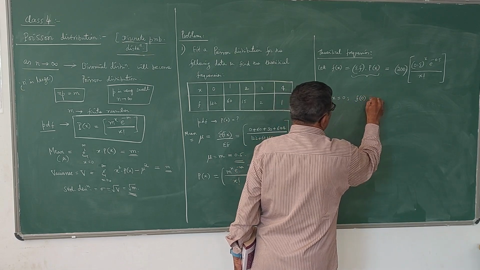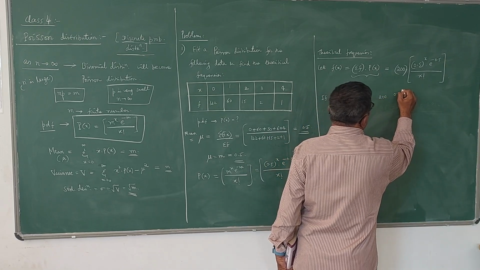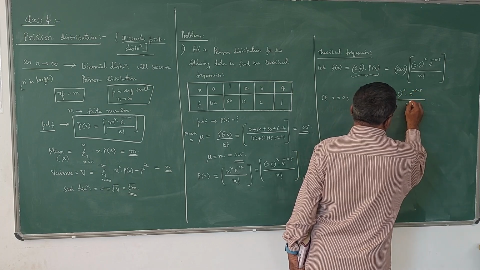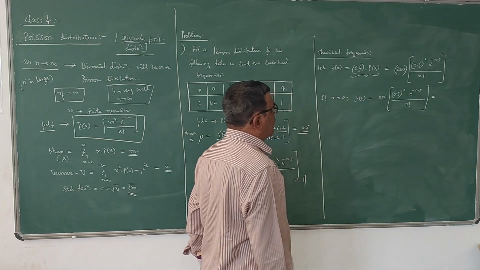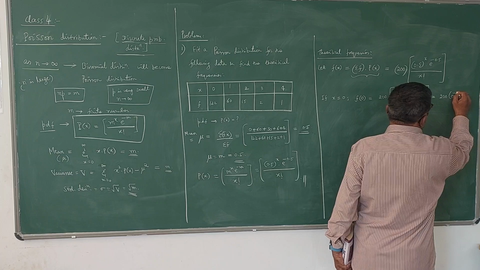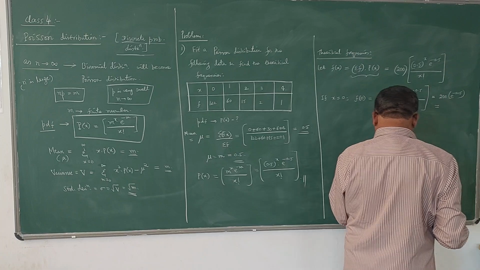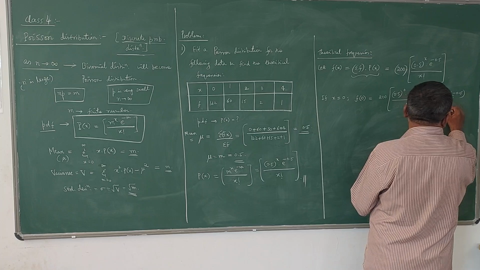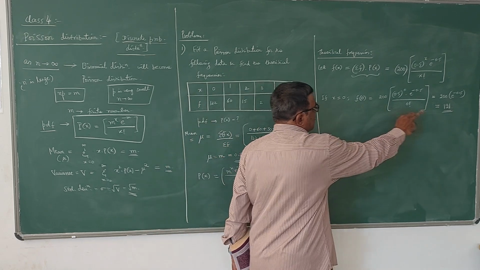So f of 0 is 200 into 0.5 to the power 0 into e to the power of minus 0.5 divided by 0 factorial. 0 factorial is 1 here. 0.5 to the power of 0 is also 1. So 200 into e to the power of minus 0.5. If you use the calculator, you are going to get the value as 121. So observed frequency is 122, theoretical frequency is 121.